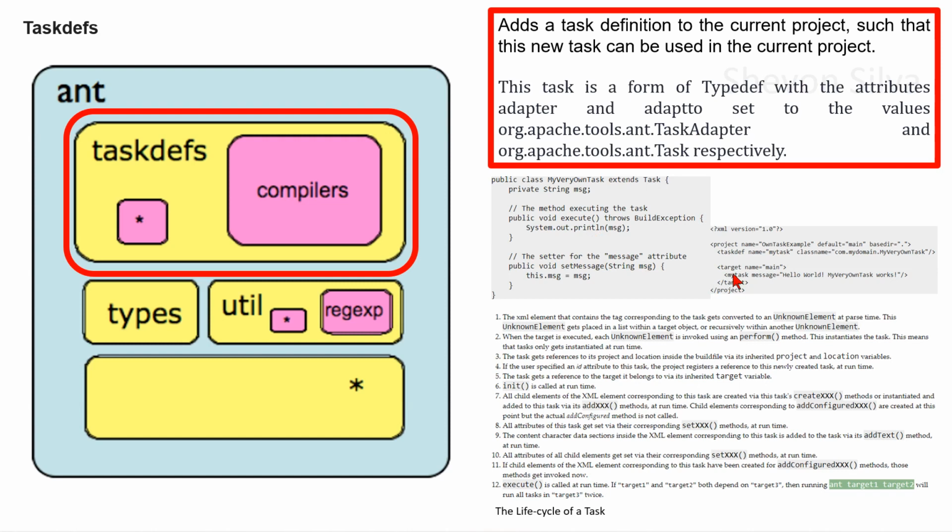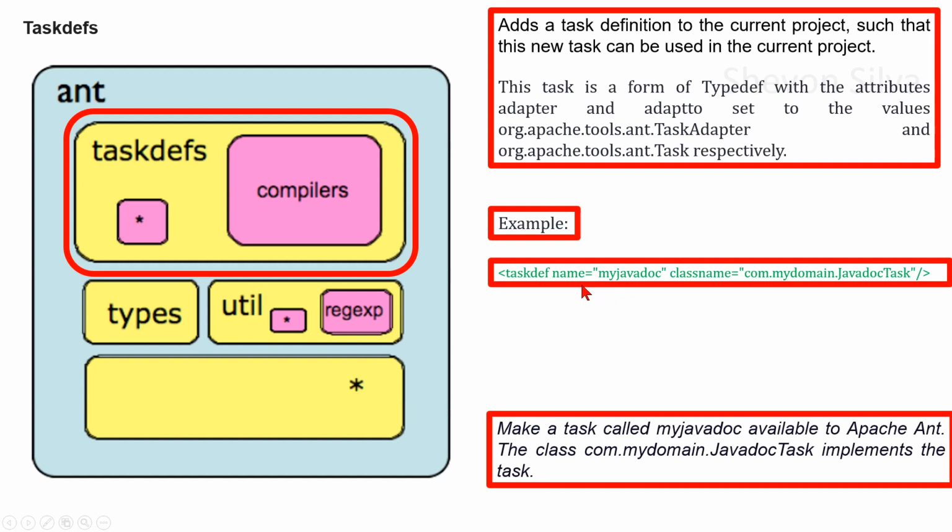If target 1 and target 2 both depend on target 3, then running target 1 and target 2 will run all tasks in target 3 twice. We can consider this example here. Make a task called myJavadoc available to Apache Ant. The class com.mydomain.JavaTask implements the task here.